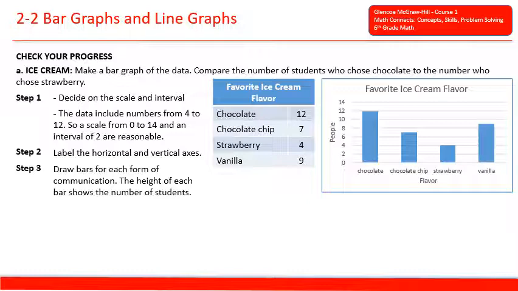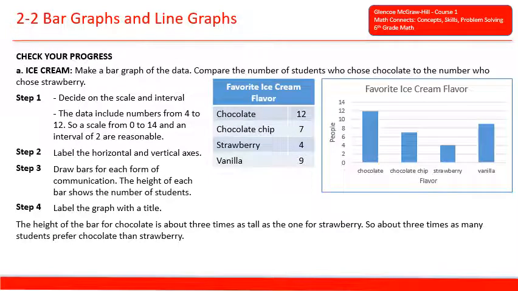So chocolate, 12, so it's right on the 12. Chocolate chip is 7, so we're going to go halfway between the 6 and the 8. Strawberry is 4, so it's right on the 4. And vanilla is 9, so that is halfway between 8 and 10. Step 4, label the graph with a title. So we're going to label it favorite ice cream flavor.